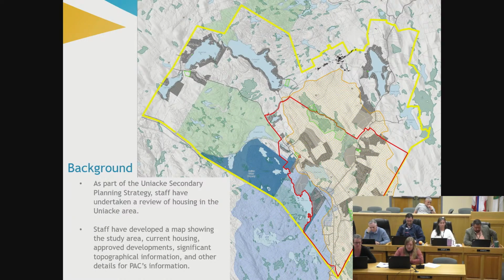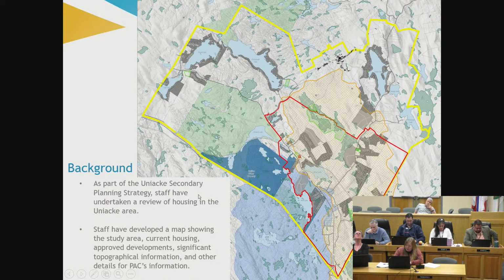As part of the Uniacke secondary planning strategy, staff have undertaken a review of housing in the Uniacke area. Staff have developed a map showing the study area, current housing, approved developments, significant topographical information, and other details for Planning Advisory Committee's information. As I said, there's a lot of information on this map. The first is the study outline area, which is shown in yellow. The red is the Mount Uniacke Growth Management Area. We have the wetlands and water bodies identified on the plan. We have both the Pockwock watershed and the Sackville Rivers watershed identified here.